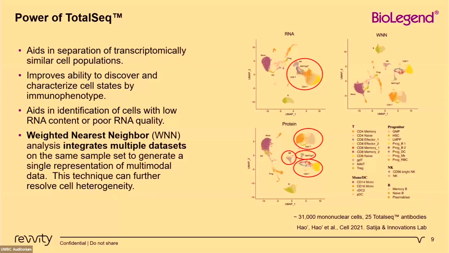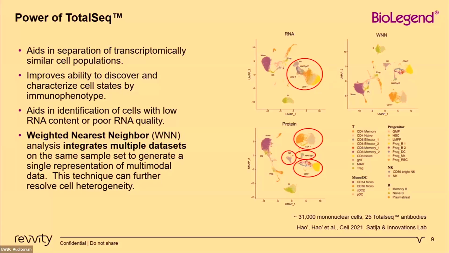Okay, so what is the power of TotalSeq? We can separate transcriptomically similar cell populations. If you see here in these UMAP plots, we have cells clustered by what kind of cells we have in the mixture based on RNA, and you can see that there's kind of a big cluster of these different cell types. When we add protein to the mix, we're able to really differentiate some of what would be maybe smaller cell populations from within a heterogeneous mixture of cells, which allows us to get a little bit more detail on what we're looking at in a mixed cell population.